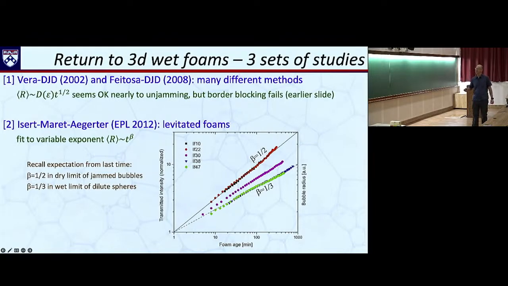But for now, let me just remind you from the expectation from last time that beta 1/2 is the limit of the dry foam coarsening where border blocking works, right? So radius goes like time to the 1/2. So this is for bubbles that are jam-packed together. Beta 1/3 is what you get in the dilute limit, okay? And bubbles are very, very far apart.